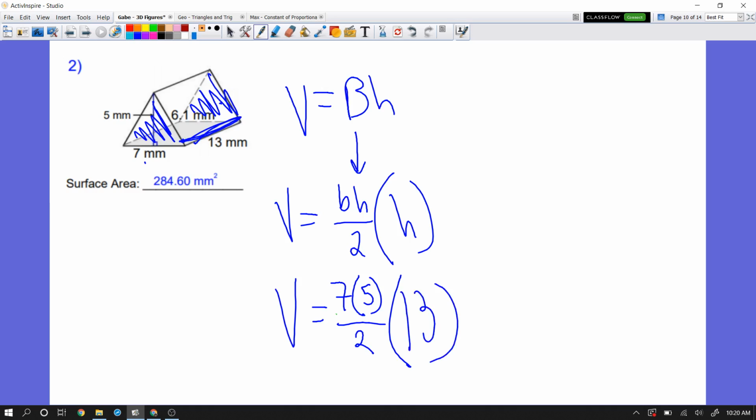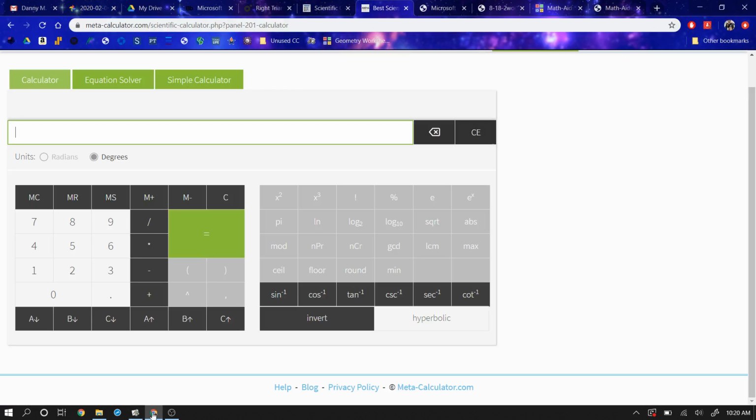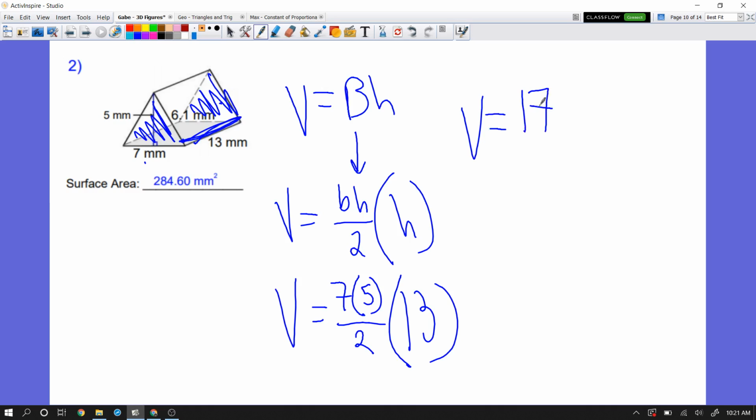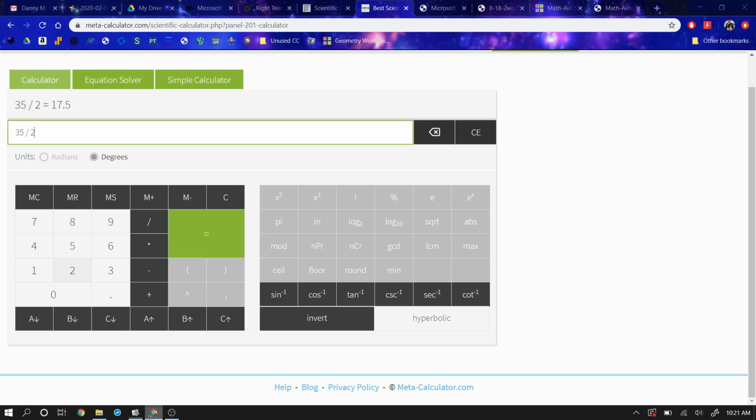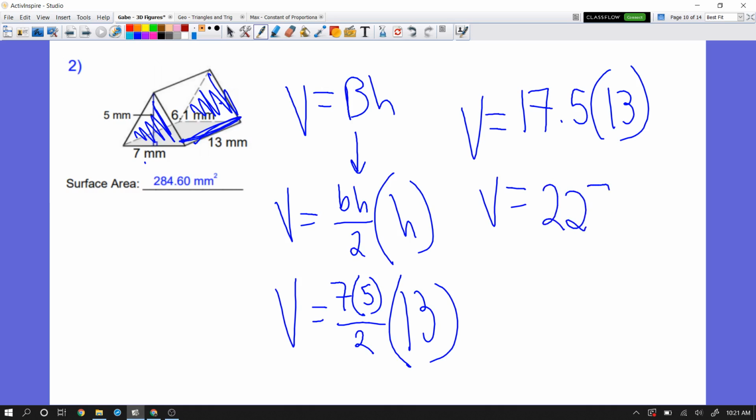7 times 5 is 35 divided by 2 is going to be 17 and a half, pretty sure, right? Let's just go ahead and check. 35 divided by 2, 17.5. Just want to make sure. And 17.5 times 13 will give us our volume. Times 13, 227.5. Cubic millimeters.